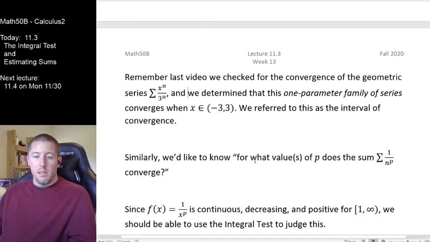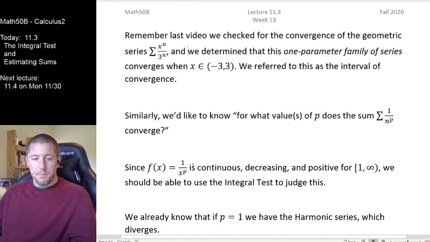So very, very similarly, we're asking a very related question. Just like here we said for what values of x or what interval of x values cause this series to converge, here we're saying what values or intervals of values for p cause this series to converge or diverge. So the good news for us is that things of this form are always going to be continuous. They're always going to be decreasing, and they're always going to be positive as long as we are starting with positive values for x right here over that bound from 1 to infinity. So this says we should be able to use the integral test to make judgments associated with this.